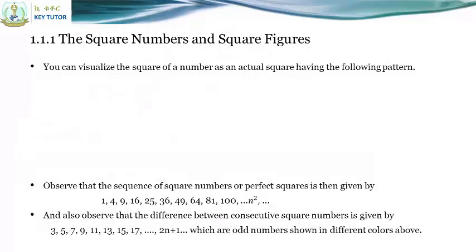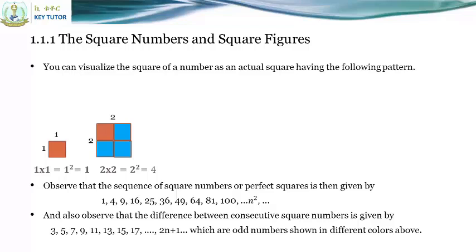The square numbers and square figures. I think you can imagine that there is some relation between square numbers and square figures. Let us discover the relation. Take a square figure which is 1 by 1. Its area is 1 square unit. And now take a figure which is 2 unit by 2 unit. Its area is 4 square units.